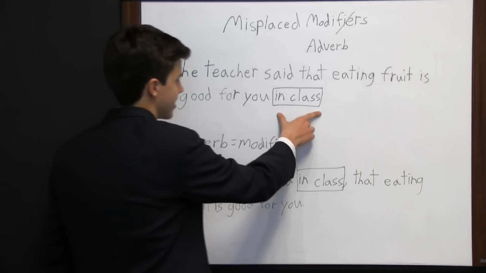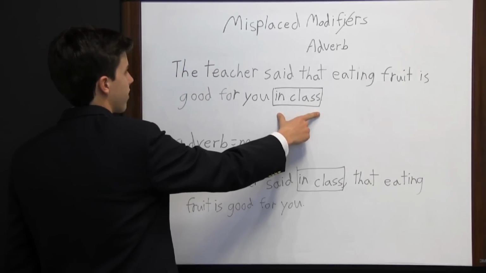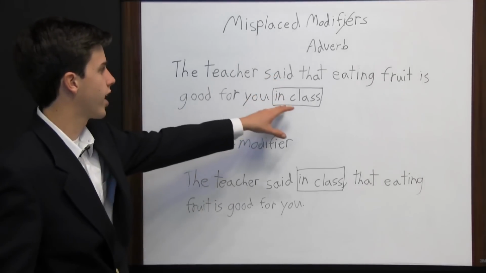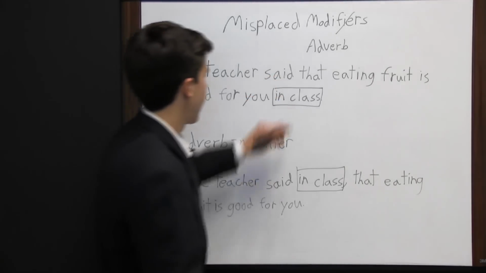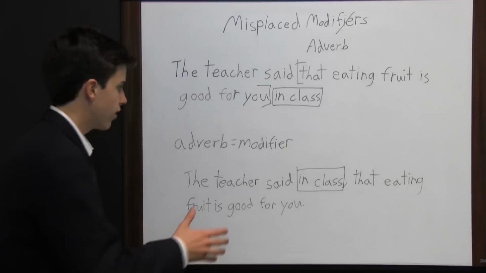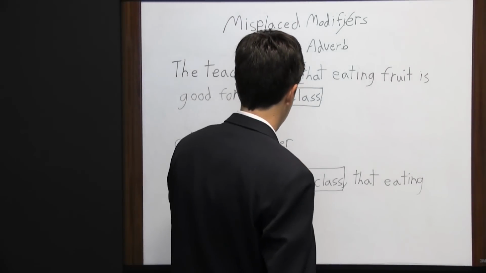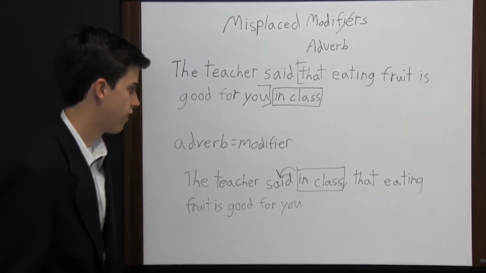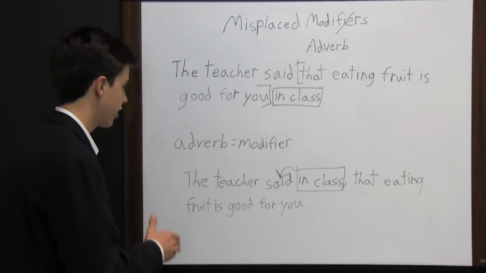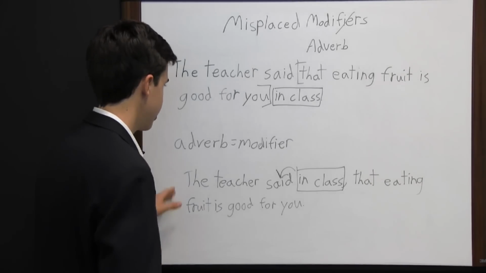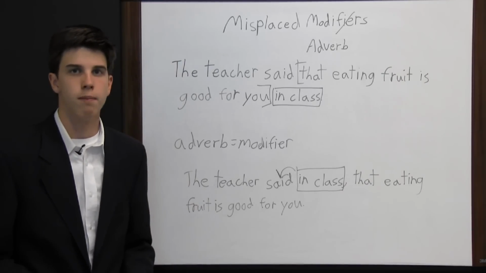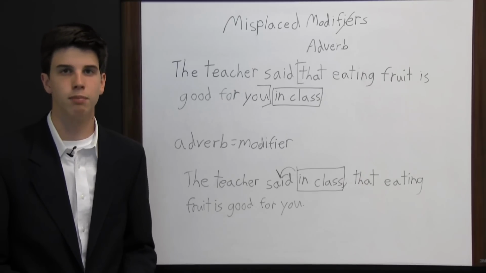So right here, in class is the modifier, but it's modifying the verb said. But look how far away it is from the verb said. All these words are in between it and the word it's modifying. But when you put the adverb right next to the word that it's modifying, it makes it so much simpler for the reader to understand. Now the sentence can be read correctly and understood correctly. The teacher said in class that eating fruit is good for you. So remember, when you're writing, make sure that you don't misplace the modifier.